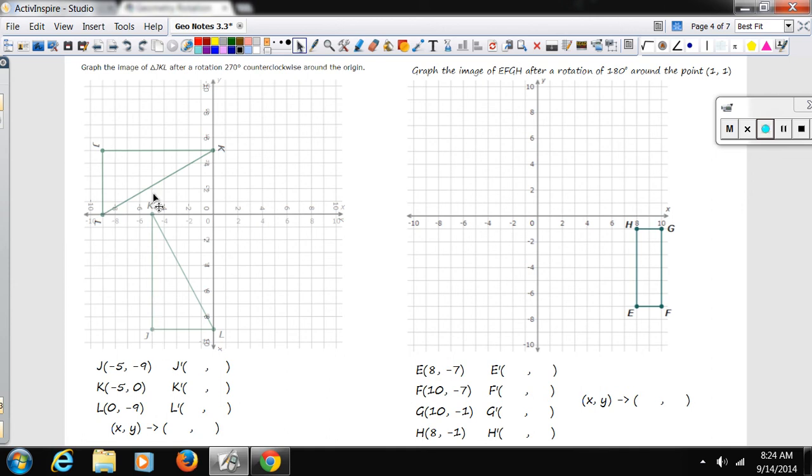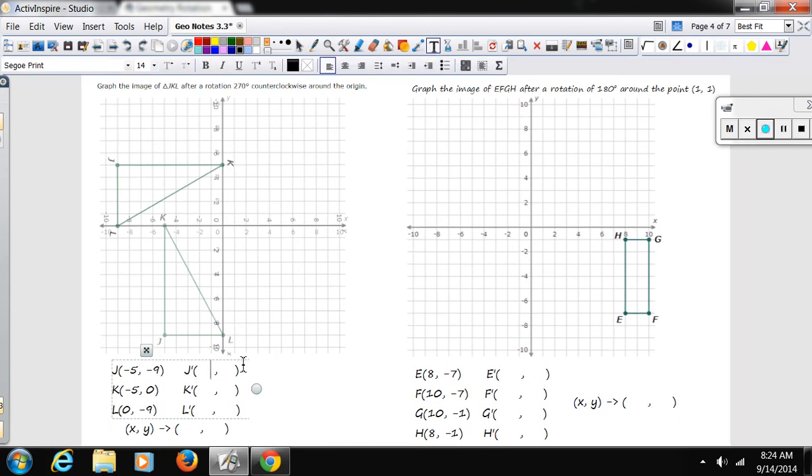J was the point -5, -9. J prime is going to be -9, 5. So if we put that in here, it's -9, 5. And then K was the point -5, 0. K prime is going to be 0, 5. And then L, and you can kind of see a pattern here.